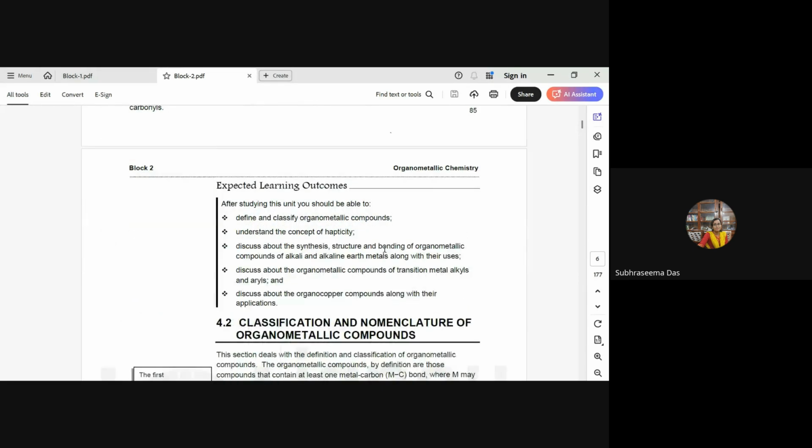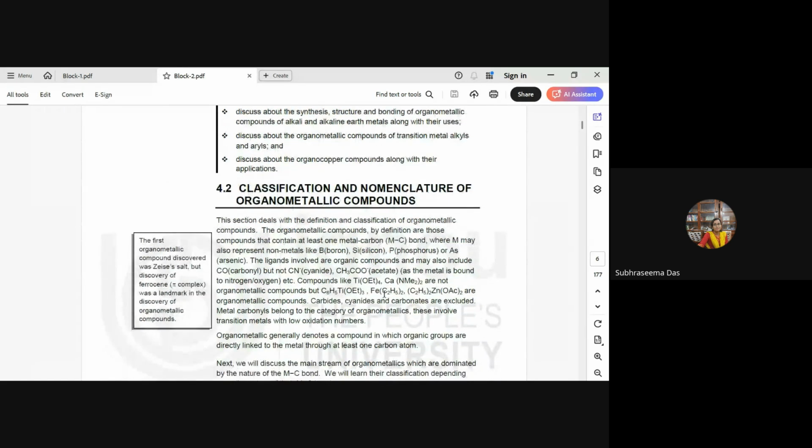So now in general, how do we define an organometallic compound? An organometallic compound is defined as a compound which must contain at least one metal to carbon bond. So a minimum of one metal to carbon bond must be present there. Here the metals may also be non-metals like boron, silicon, phosphorus or arsenic. It is not always necessary that it should be a typical metal, but the presence of boron, silicon, phosphorus or arsenic can also give rise to different types of organometallic compounds.